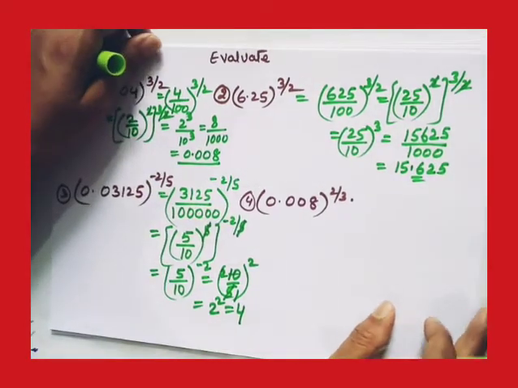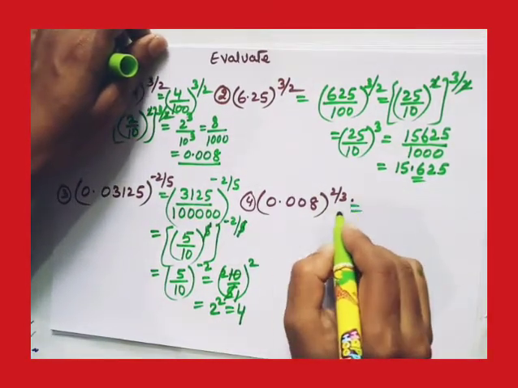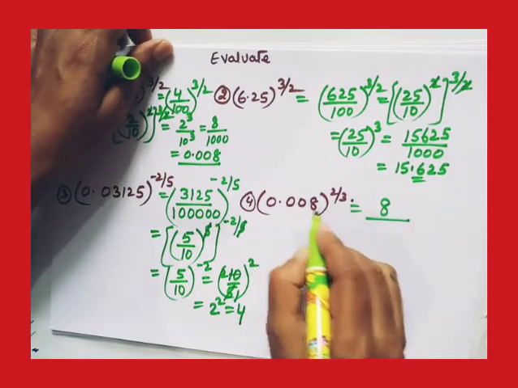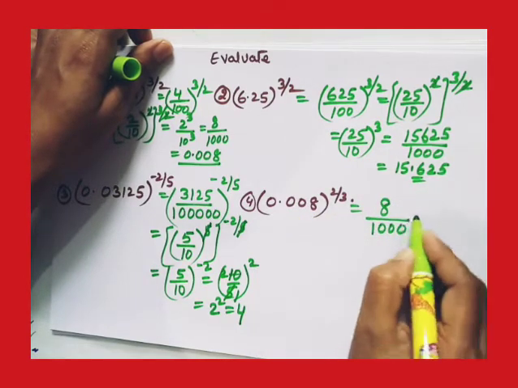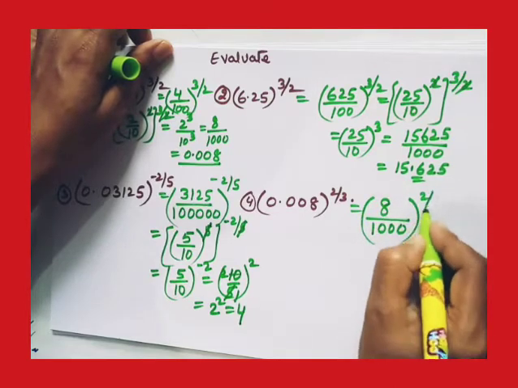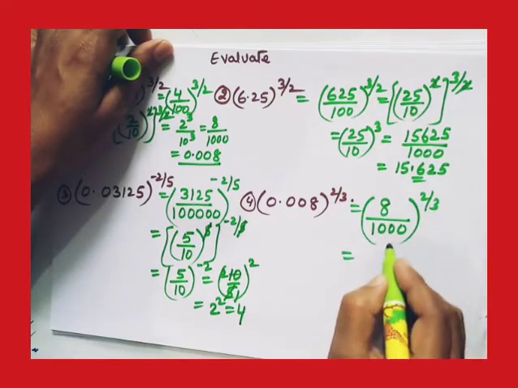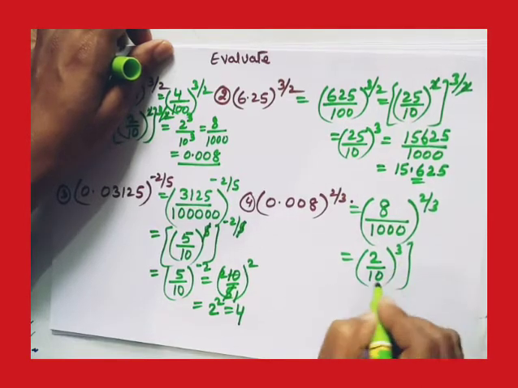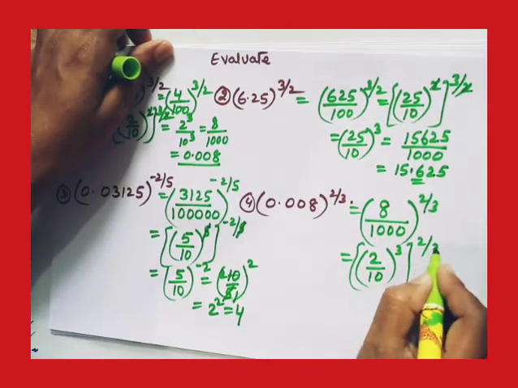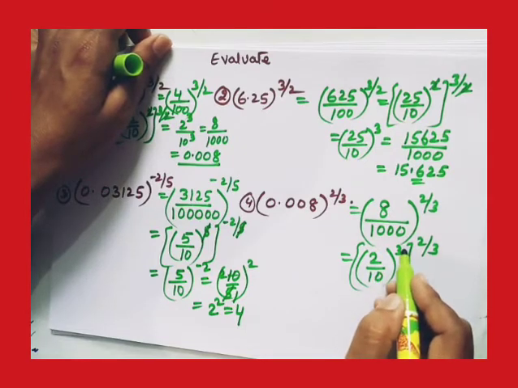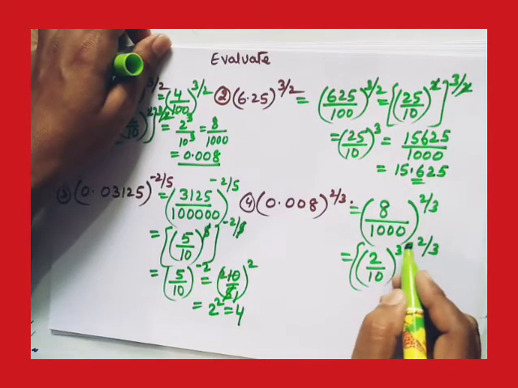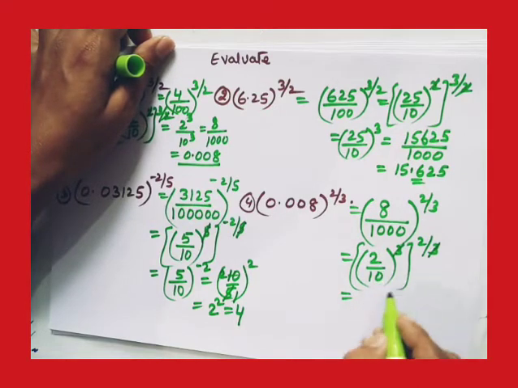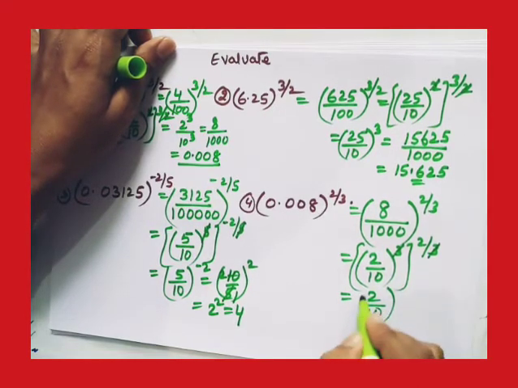Now let us go for the next question. 0.008 to the power 2 by 3. Again change it into fraction. 8 by 1, 2, 3 means 8 by 1000 to the power 2 by 3. Now this is 2 cube and this is 10 cube. So finally 2 by 10 whole cube whole to the power 2 by 3. Now again a to the power m whole to the power n, so a to the power m into n. So simply 3 and 3 will be cancelled. You are left with 2 by 10 to the power 2.